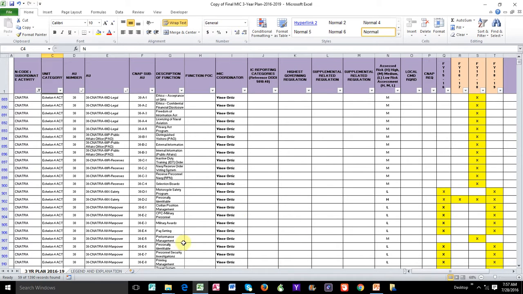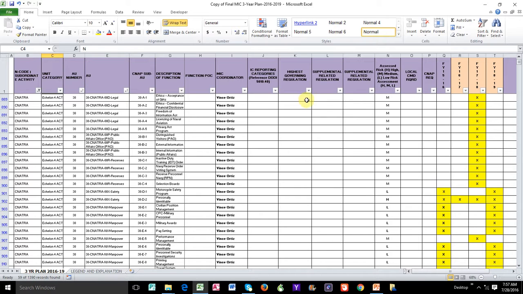And if there's some stuff that does not belong to you, or that you don't have that process, you can remove that. And then make sure the information is right, such as the MIC coordinator, who the function POC is, who is going to be that person that actually is doing the checklist for that particular sub-AU. The IC reporting categories we will complete, but the highest governing regulation and any supplemental regulation that relates to that sub-AU, we'd like that information as well.